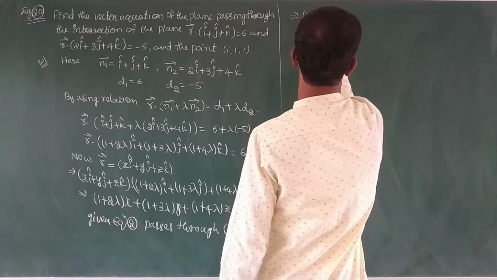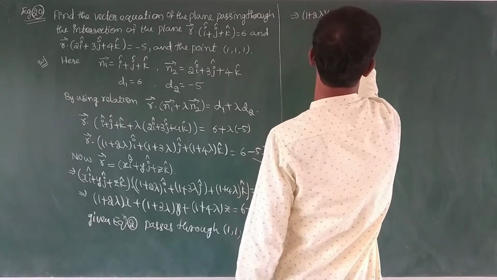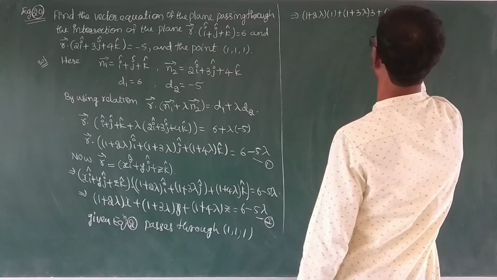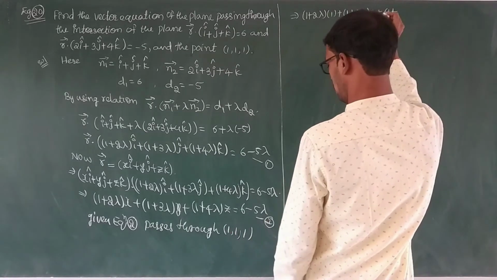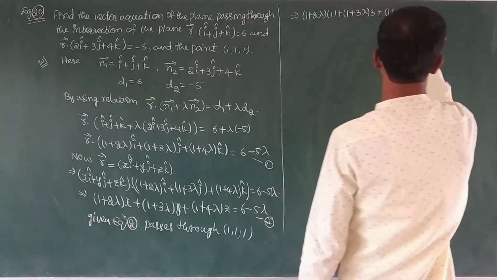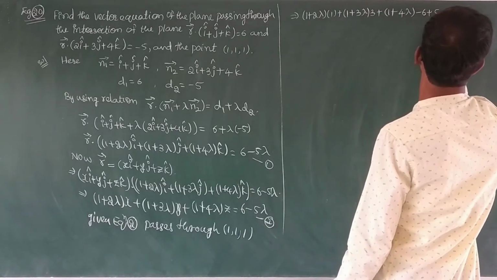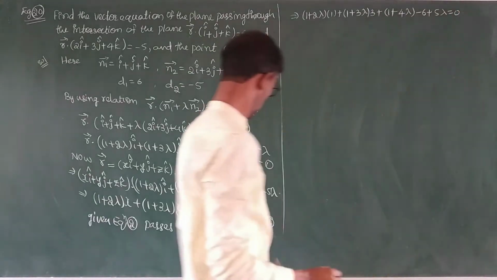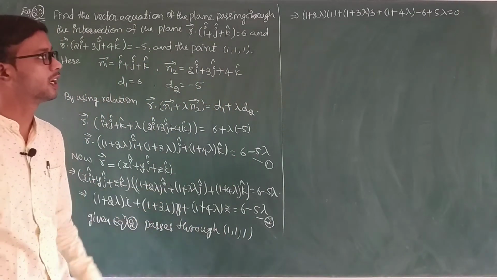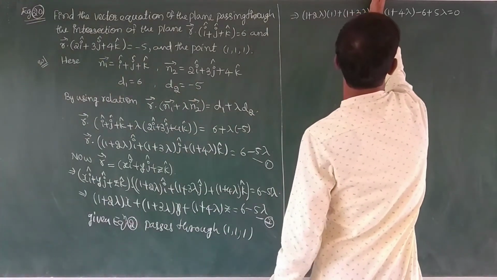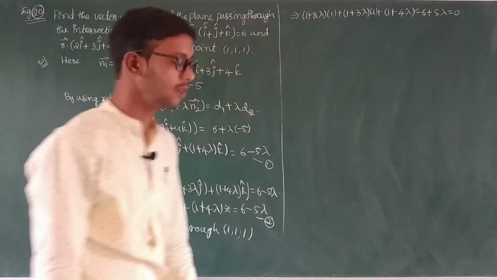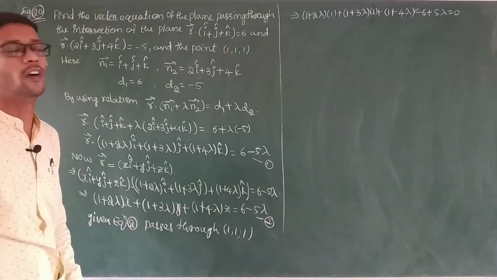(1 plus 2 lambda) into 1 plus (1 plus 3 lambda) into 1 plus (1 plus 4 lambda) into 1, minus 6 plus 5 lambda equal to 0. These two values on the left side, x, y, z places we are substituting 1. Here also 1. X, y, z values are 1, 1, 1.